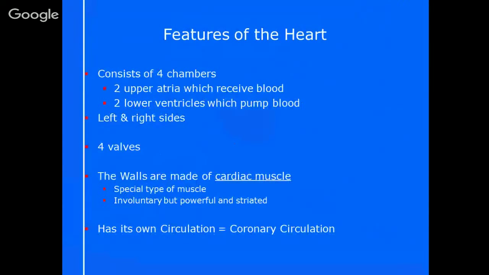Right, so the actual features of the heart. It consists of 4 different chambers. So you've got 2 that are at the top, and we're going to go through these and show you them on a diagram in just a second. The 2 that are uppermost are the atria, and this is where blood is collected. So it's where the blood is received into the heart.